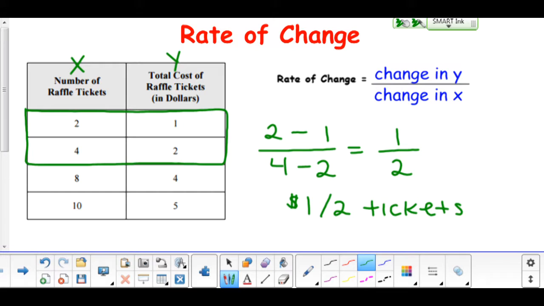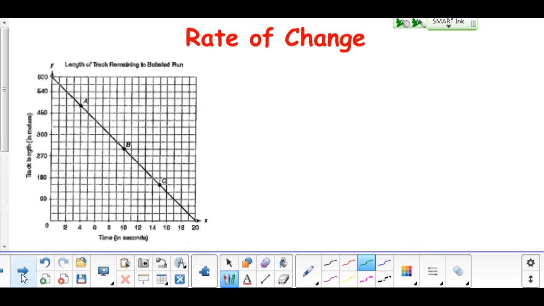Now, when we want to find the rate of change using a graph, given a graph, you are going to be able to pick out 2 points on that graph. Sometimes we will be given the points, sometimes we have to pick off the points. So in this graph, they have labeled A, B, and C. So I'm going to use point A, which is at 4 and 480, and B, which is at point 10 and 300.